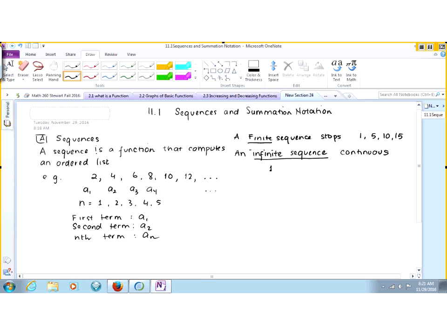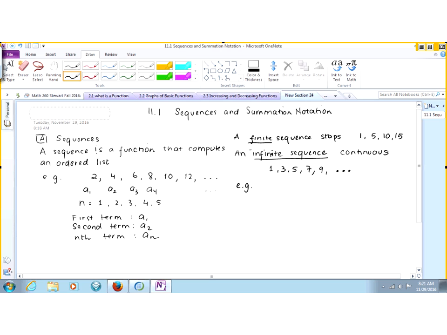So it's like 1, 3, 5, 7, 9, dot, dot, dot, dot. So this ellipsis says it is still continuing and it doesn't stop. So if we say a sequence, it's infinite. All right, goes on forever.